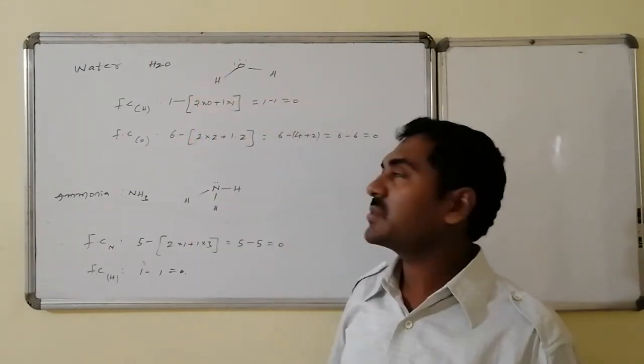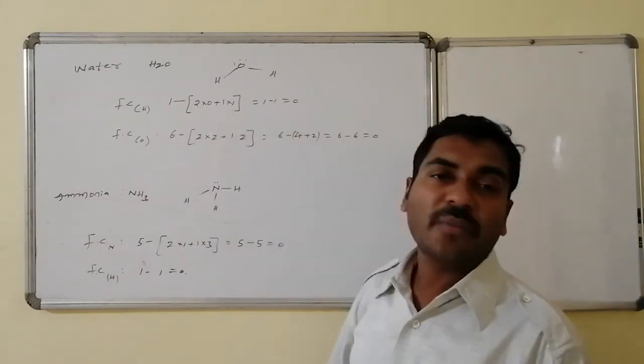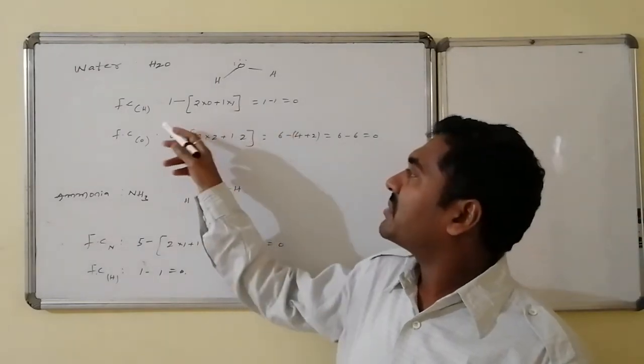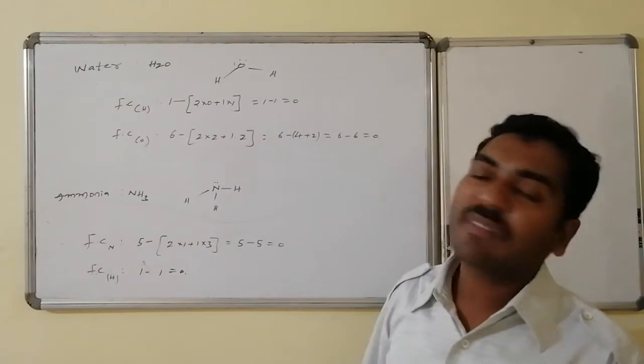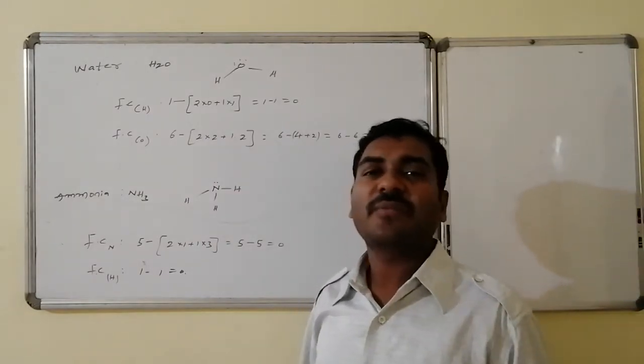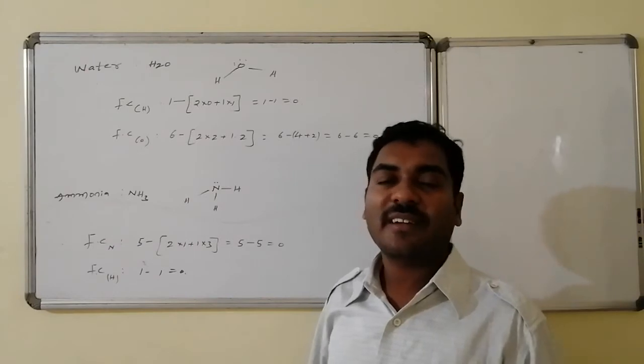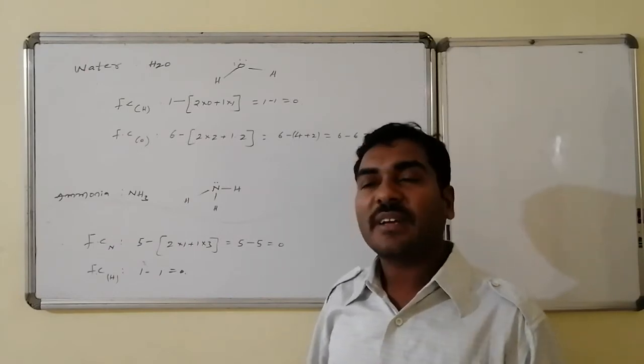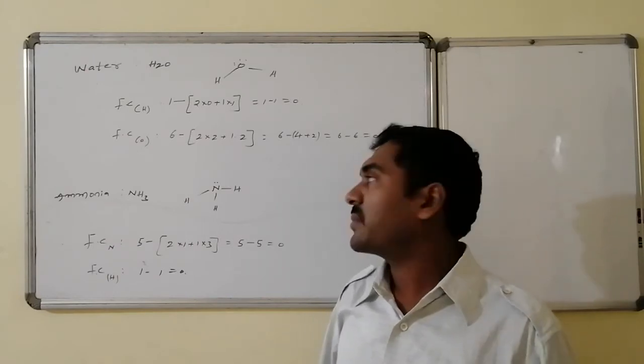bond pairs are 1, so that is 1 into 1. So this becomes 1 minus 1, which is equal to 0. There is no formal charge. We are expecting 1, we have 1, hence there is no extra electron, hence the charge present on the hydrogen in the water molecule is 0.